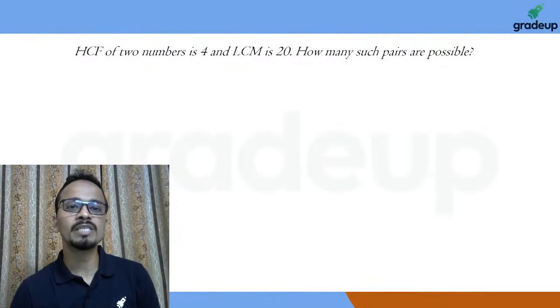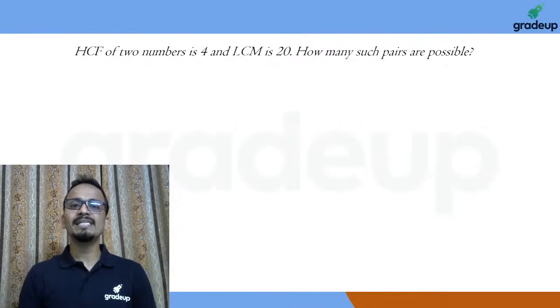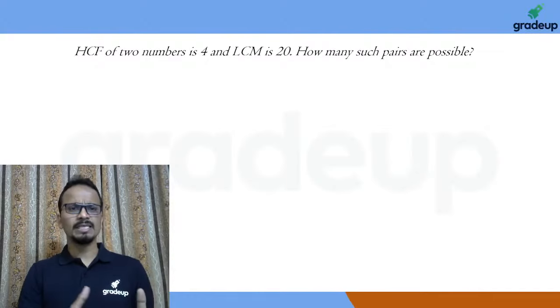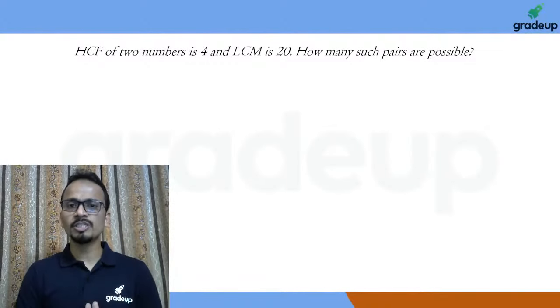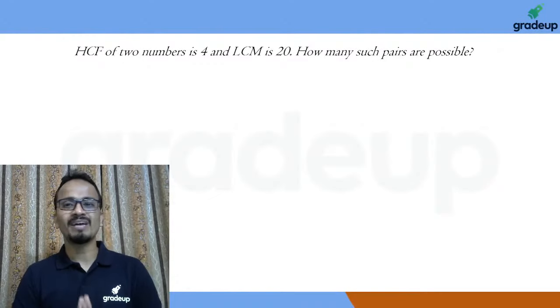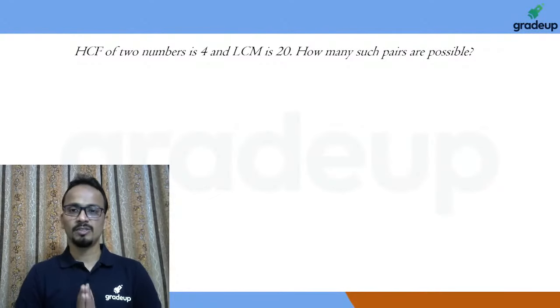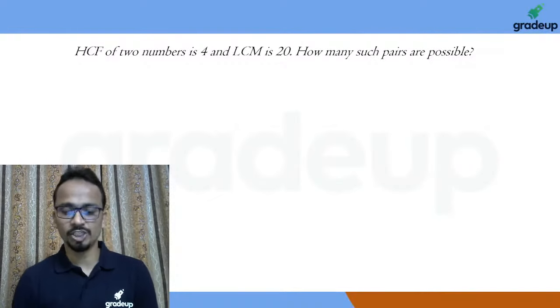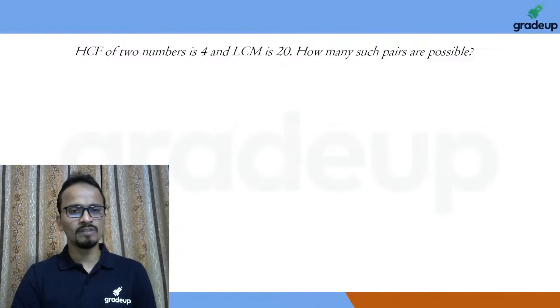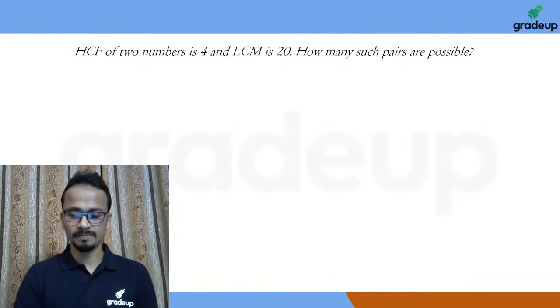HCF of two numbers is 4 and their LCM is 20. So there are two numbers, LCM and HCF are given for both. Now the question is, how many such pairs of numbers are possible? So you'll have to tell me how many different pairs of numbers are possible with these two given conditions. I'll give you a minute to solve this question. Quickly get me an answer. Come on.